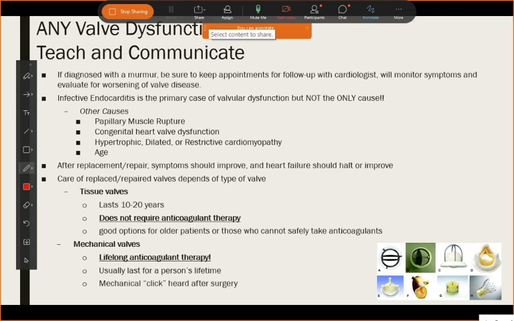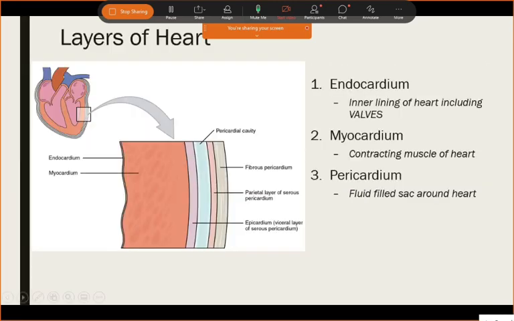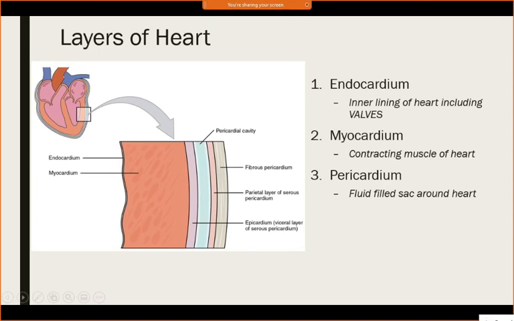All right, so we are at inflammatory heart disease. What I'm going to tell you is inflammatory heart disease is an infection of 1 of 3 places. So we have 3 layers to the actual heart. This is a great picture of the endocardium, this little layer here, just the layer on the inside of the heart. So this is the endocardium.